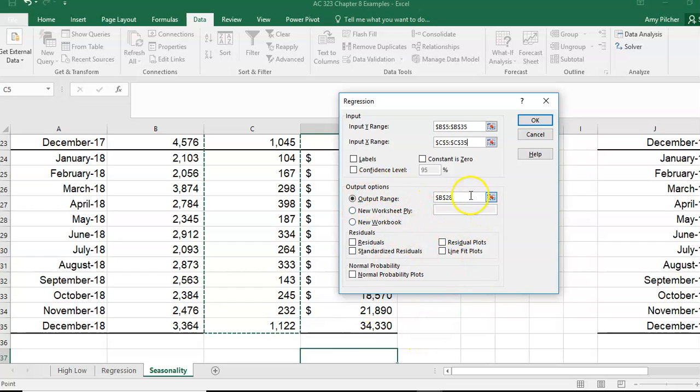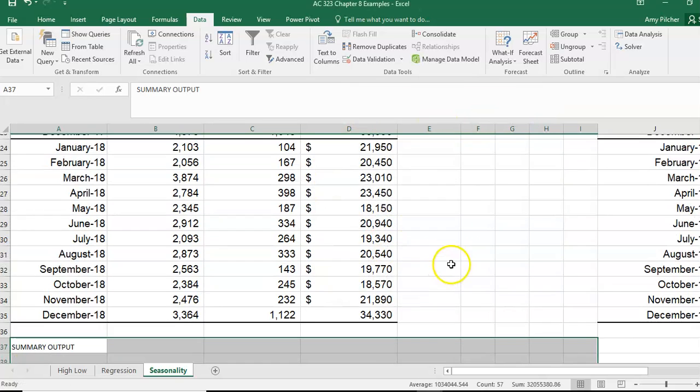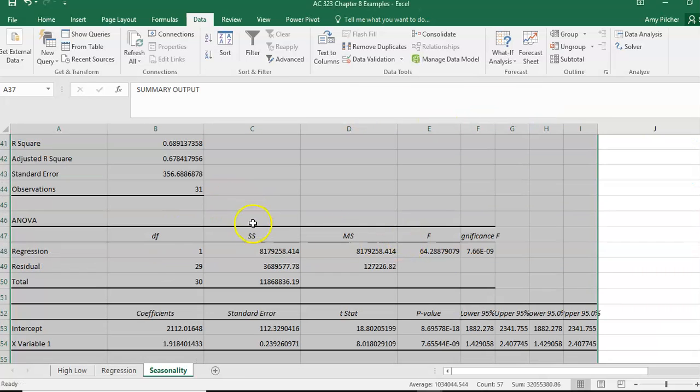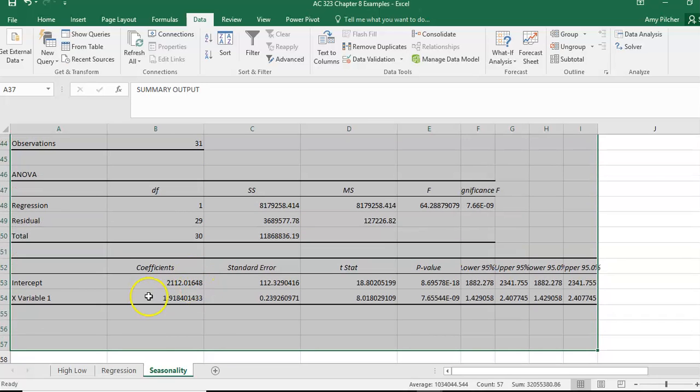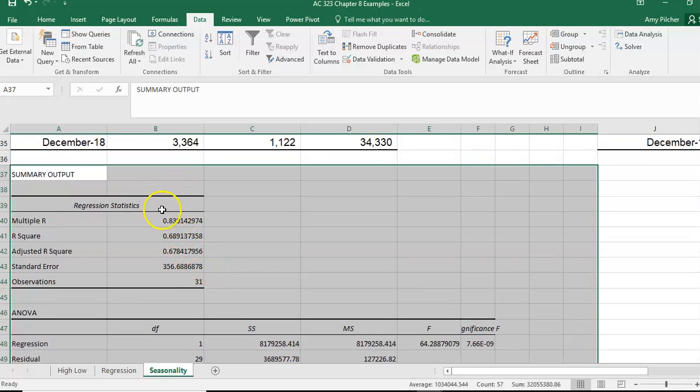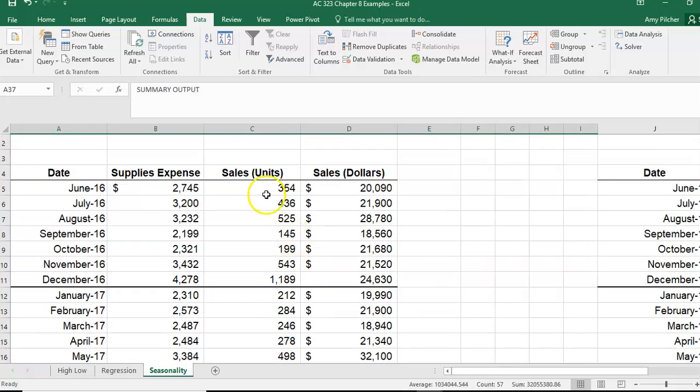We're going to select an output range below our data. So we have our information about the 3 years. We're given a variable cost of $1.92 and a total fixed cost of $211. We want to look at our p-value, standard error, look at our R values. This is for sales units.